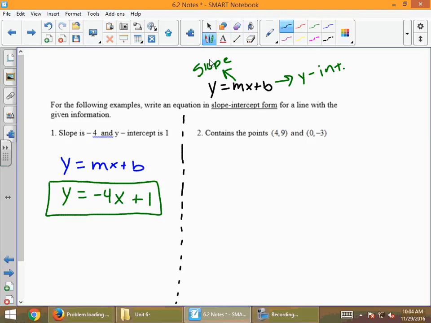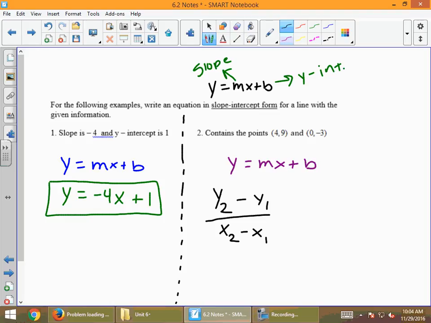Slope-intercept form. Y equals mx plus b. Here's the thing. Did they give us our slope? Oh, they gave us 2 points. But we need our slope in order to write the equation of a line. So what can we do to find our slope? Perfect. Do exactly what we did yesterday: y2 minus y1 over x2 minus x1, and that will give you your slope.